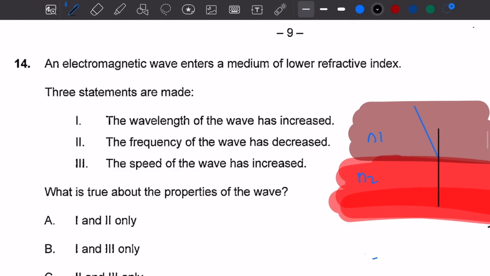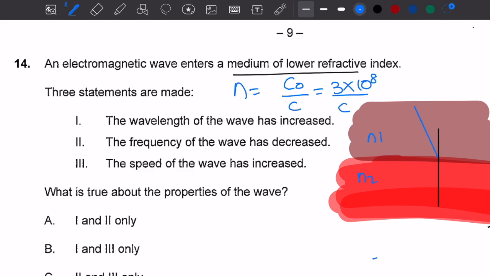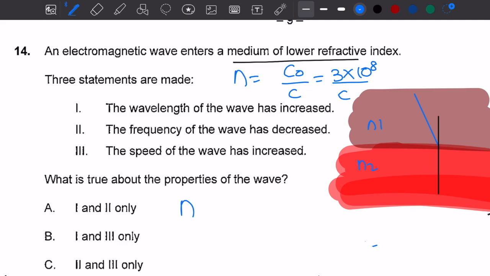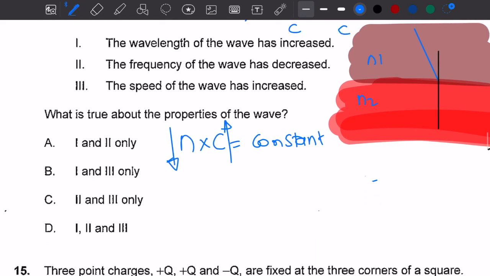Question number 14. Electromagnetic waves enter a medium of lower refractive index. What is refractive index? Refractive index is c0 over c, or the speed of light in a vacuum to the speed of light in that medium. So from there we can get n times c is constant, right? So if it enters a lower refractive index, or you will say refractive index decreases, wavelength has to increase.